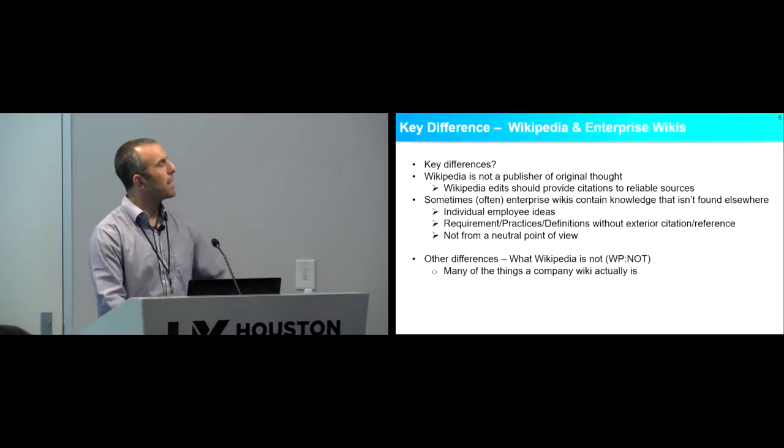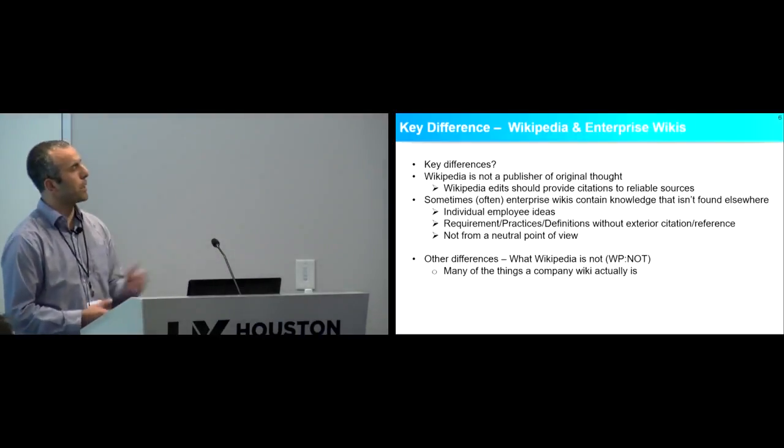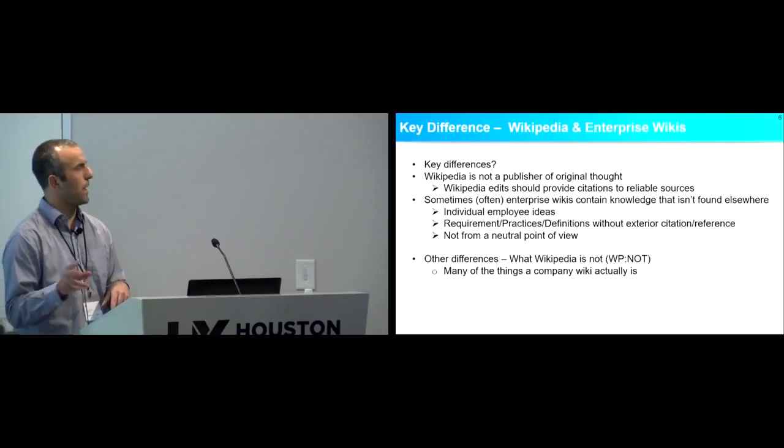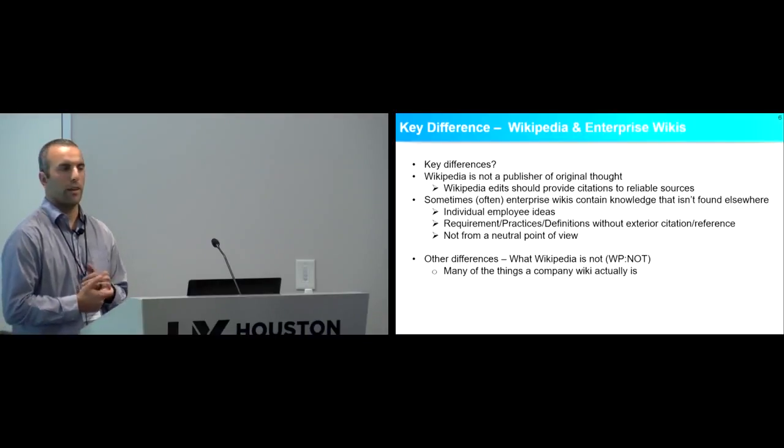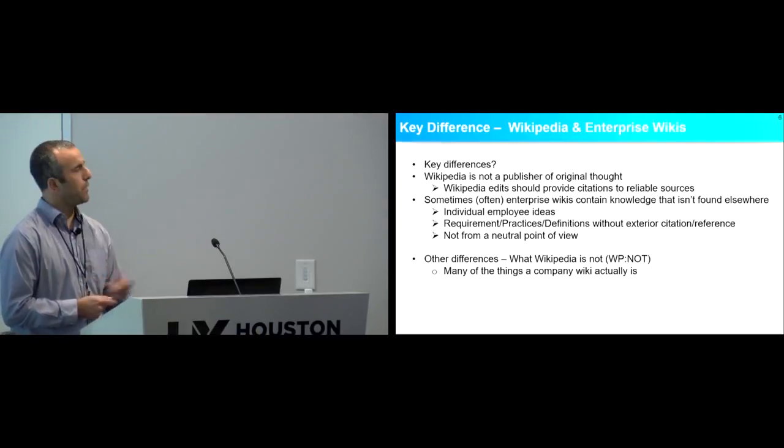There are some other main differences. If you go to Wikipedia and type in WP colon NOT, you'll find one way to define what something is is to define what it shouldn't be or what it isn't. And if you go to Wikipedia, that'll tell you all the things that you should not include in a Wikipedia article.